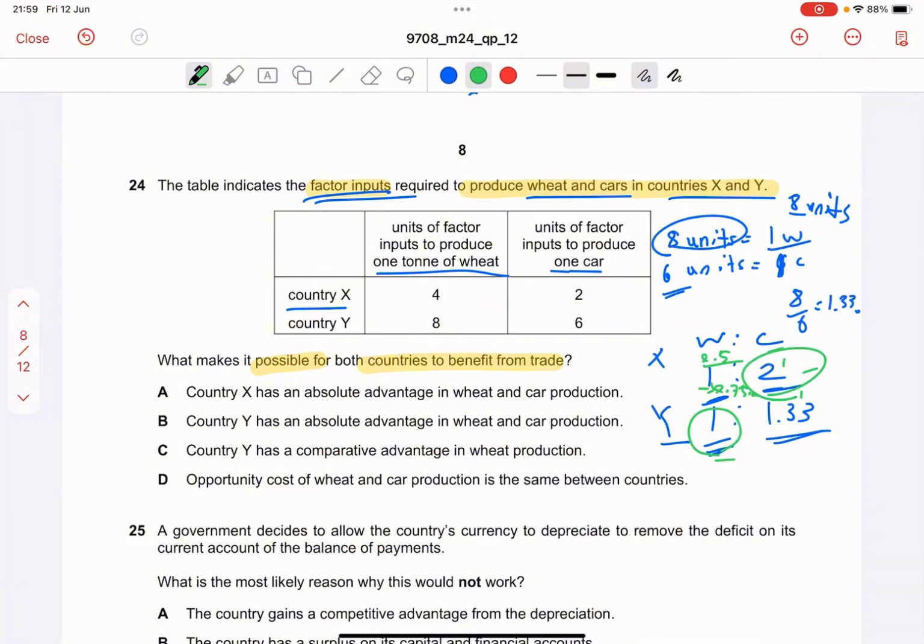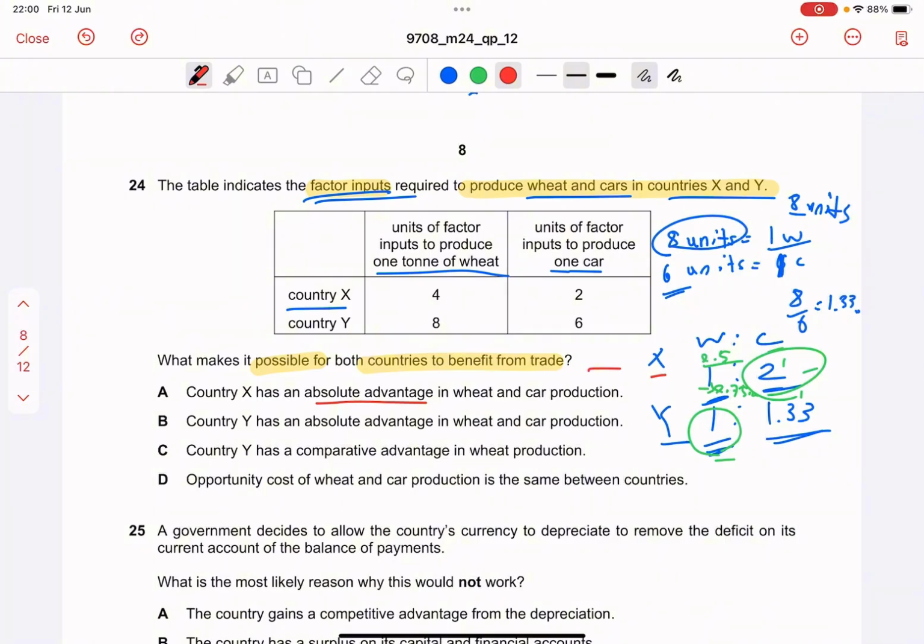Now that we have these 2 pieces of information, let's look at the options. The first one says country X has an absolute advantage in wheat and car production. Well, no, because absolute advantage means that for a given number of resources, you can produce more of a good than another country. So if country X did have an absolute advantage, then these 2 values should be greater than these 2 values, because they would have to be able to produce more. But that is not the case.